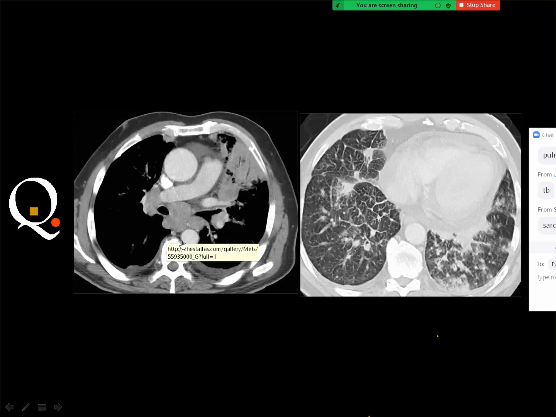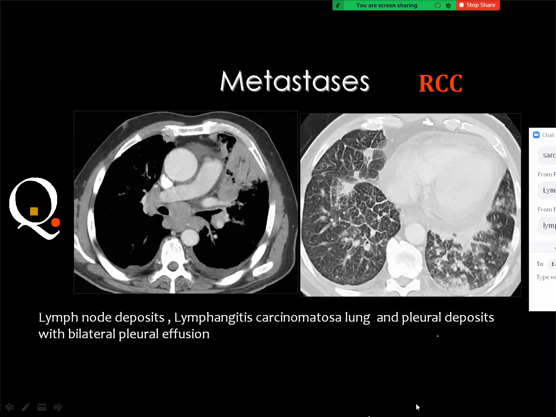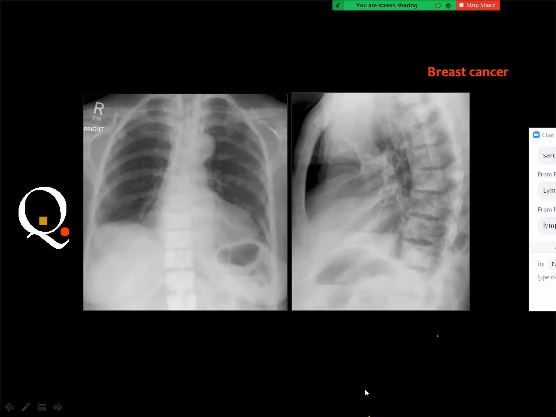Then sarcoid, maybe, because these reticular opacities in the lung are in the lymphatic distribution. They are typical. And TB, I don't think so, because the nodes are not necrotic. If you know that the patient had renal cell carcinoma, then your diagnosis should be lymphangitis carcinomatosa with metastatic lymphadenopathy in the mediastinum, bilateral pleural effusion, more on the left side. Then this patient had the breast cancer. This is chest X-ray, AP and lateral.